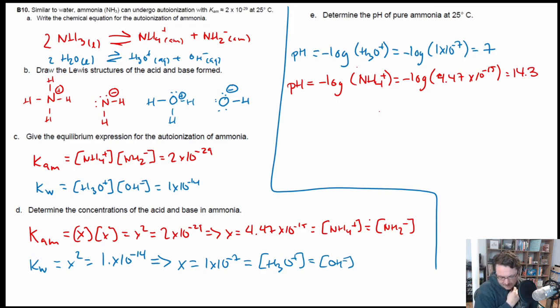So if you understand what's actually happening and why we have all those different values for water, you can then figure that same stuff out for other solvents that can autoionize. So cool. But that's B10.